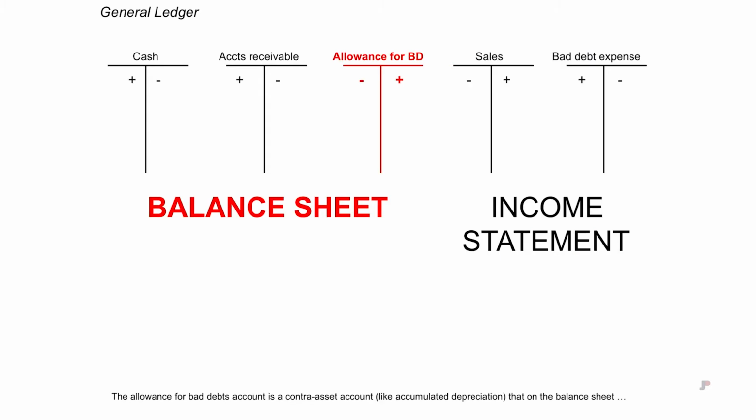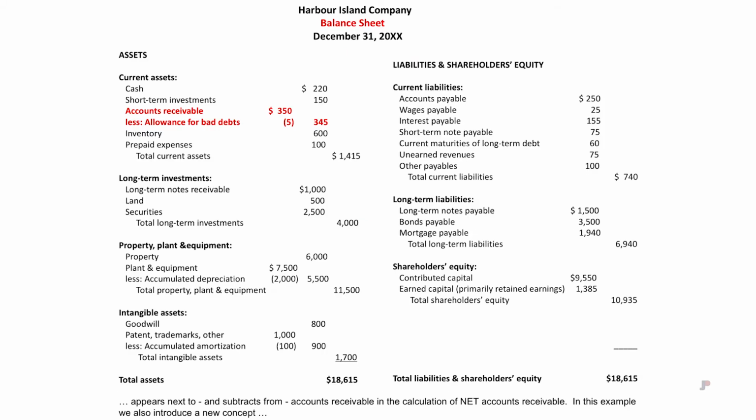The allowance for bad debts account is a contra asset account, like accumulated depreciation, that on the balance sheet appears next to and subtracts from accounts receivable in the calculation of net accounts receivable.